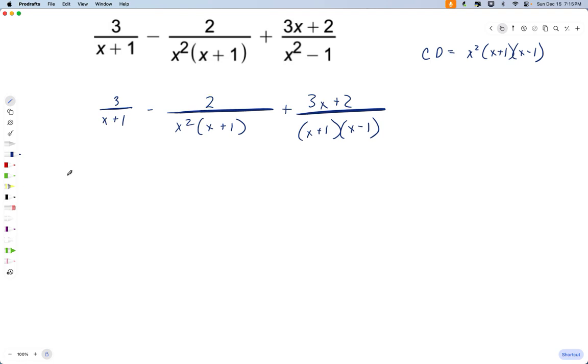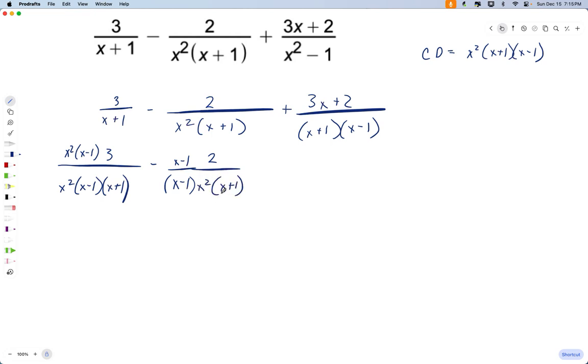So this is going to be x squared times x minus 1 times 3, x squared times x minus 1 times x plus 1, minus, this has got the other two, it doesn't have x minus 1 over x minus 1 times 2 times x squared times x plus 1. And then this one just needs x squared. So you've got x squared times 3x plus 2 over x squared, x plus 1, x minus 1.